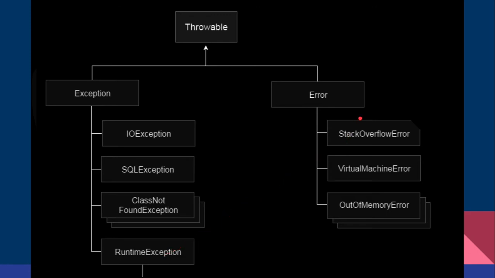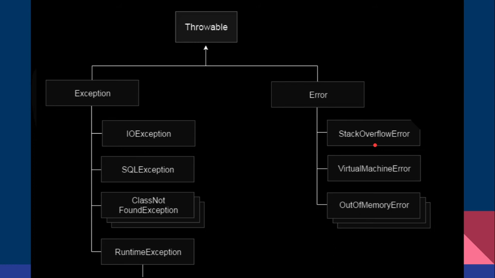And the errors are StackOverflowError, VirtualMachineError, and OutOfMemoryError. StackOverflowError occurs when the capacity of the stack is reached. That means we will come across the stack overflow error. We know the stack is part of the memory storage. And VirtualMachineError is all about when the JVM is accessing the bytecode, or it is doing some virtual operations.